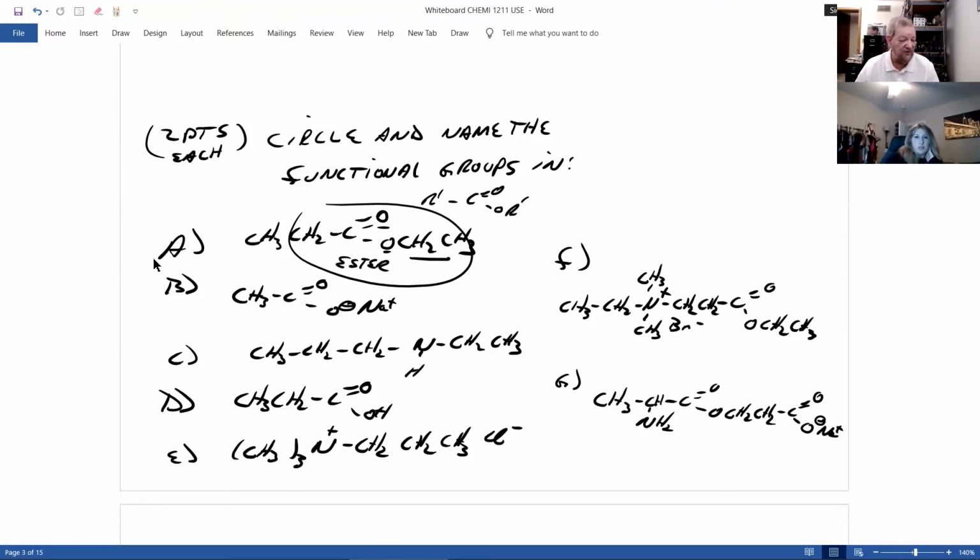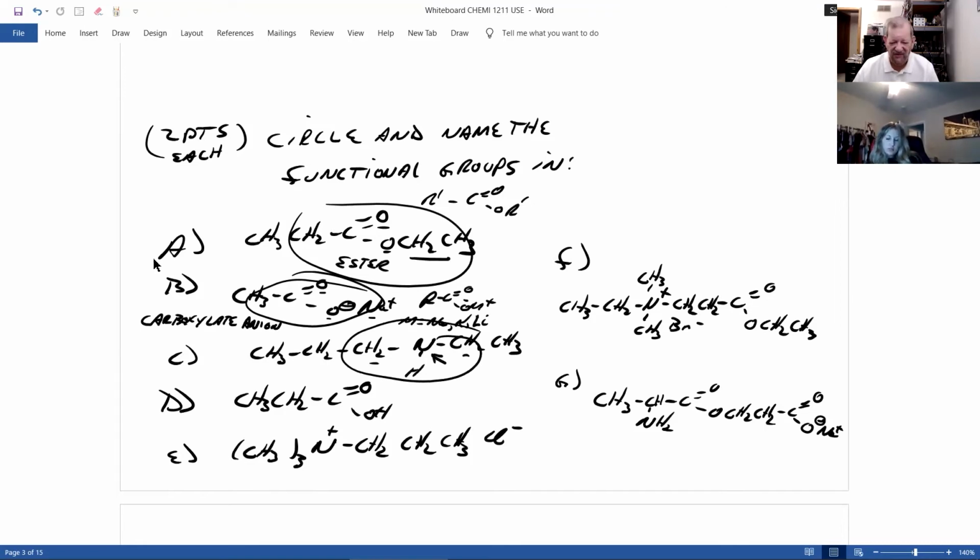Let's look at B. What's different? Oxygen, same carbon, oxygen with a negative charge, and a cation. For my class, M can be sodium, which in this case it is, potassium, or lithium. And what is this? This is a carboxylate anion. And if we look at C, a nitrogen with carbons here and here. That's an amine.